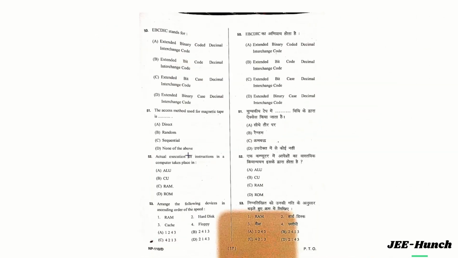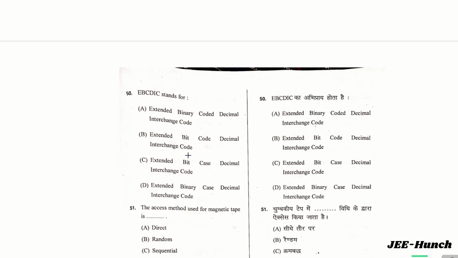Question number 50. EBCDIC. It is a very important question. It will definitely come in your examination of 2024. So the full form of EBCDIC. So option number A, Extended Binary Coded Decimal Interchange Code. This is an important full form. Okay, you should definitely learn this.